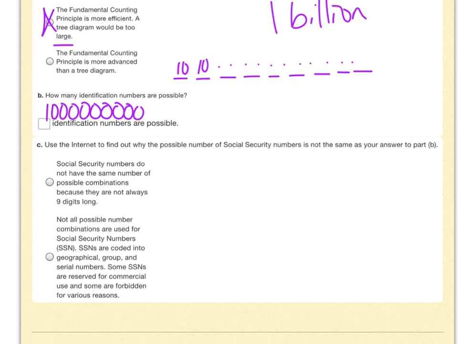And the reason for that isn't because they're not 9 digits long. It's because most of the time your social security number is coded to a geographical group, or sometimes it's similar to family members. So the reason we don't use all 1 billion different possible outcomes is because they group them into a systematic set of numbers so that they can determine based on your geographical location or whatever group you're associated with what your social security number will be.